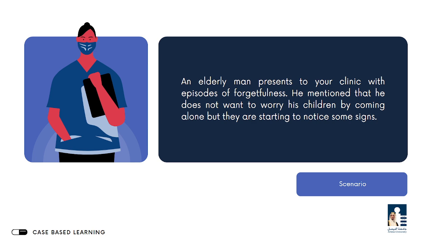An elderly man presents to your clinic with episodes of forgetfulness. He mentioned that he does not want to worry his children by coming alone, but they are starting to notice some signs. So what's the demographics? Elderly man, forgetful. And what's the key feature? Forgetfulness. But what's the most weird thing about this? It's not just forgetfulness. He's reluctant to accept. He's reluctant, so there's a social embarrassment here.